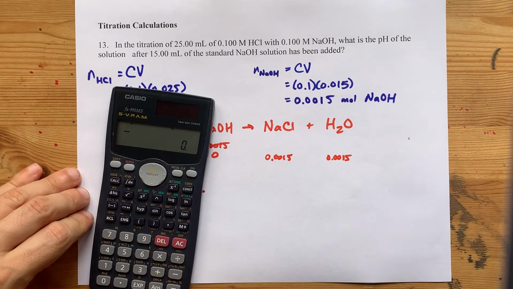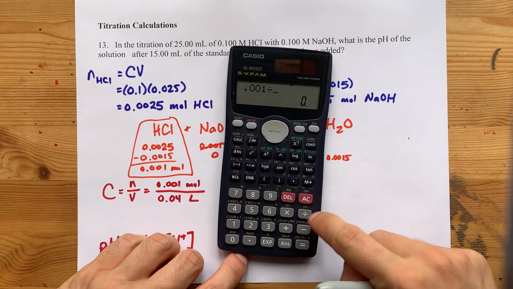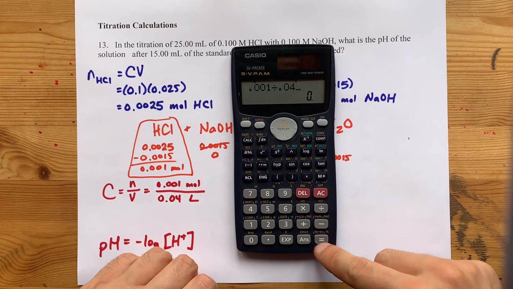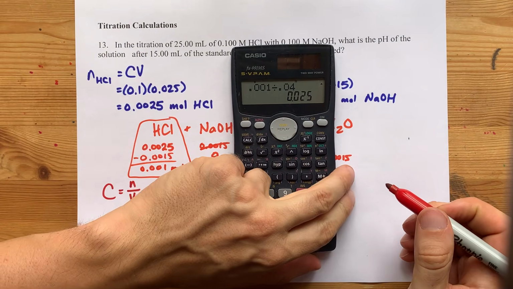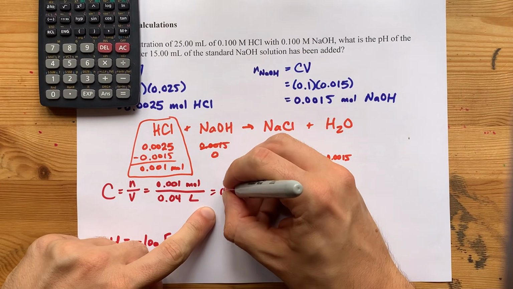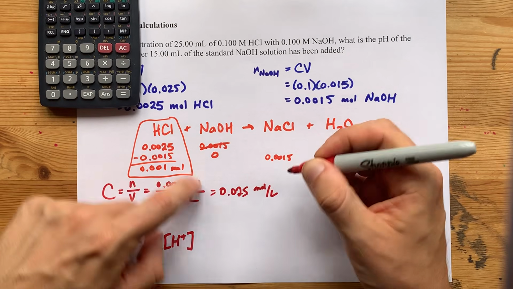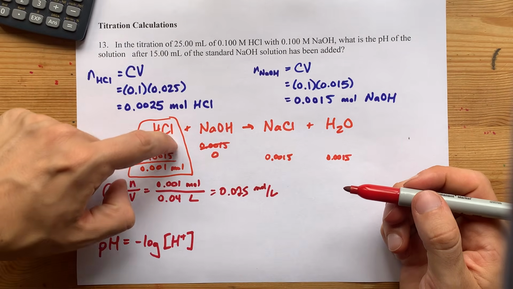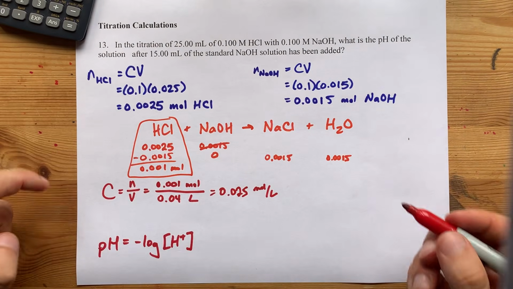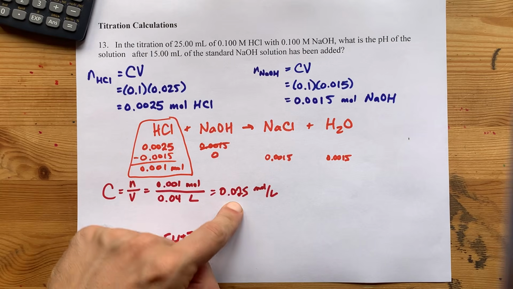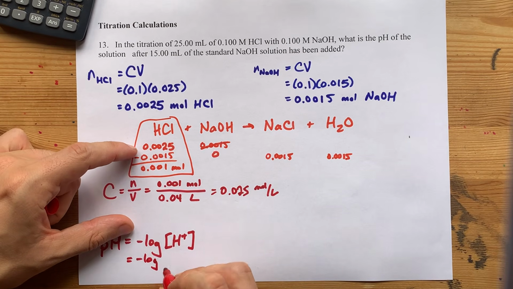Let's take a quick look here. 0.001 moles divided by 0.04 liters gives me a concentration of HCl of 0.025. It is the only thing in this solution after reaction that affects pH. So it, as a strong acid, gives us that concentration of H+.